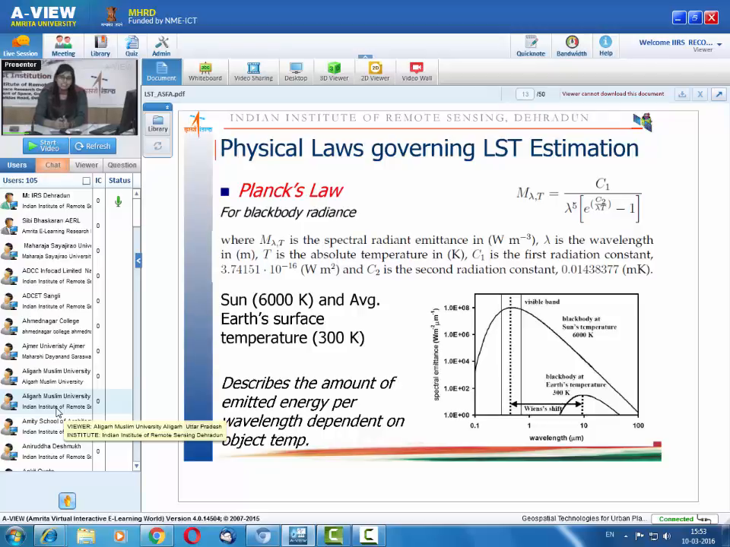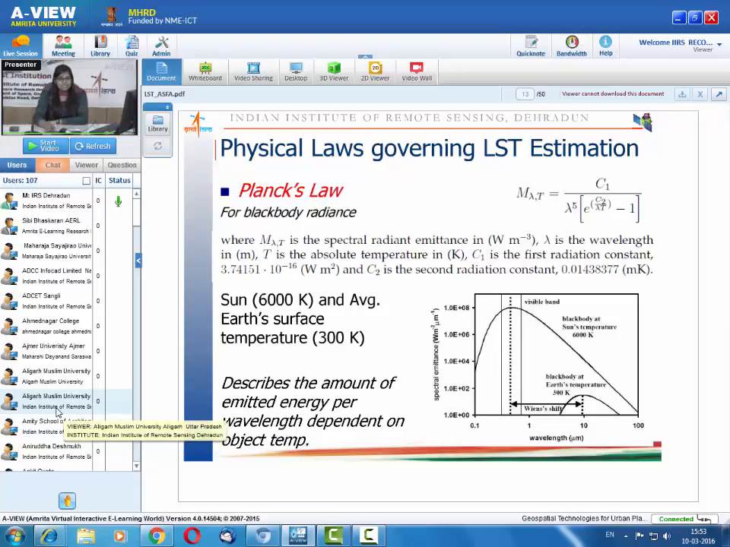Now it is essential for us to understand the physical laws that govern land surface temperature estimation. There are three laws which I am going to demonstrate right now. The three laws are Planck's law, Wien's displacement law and Stefan-Boltzmann law. It is important to understand the principles of these three physical laws. So the first law is Planck's law.